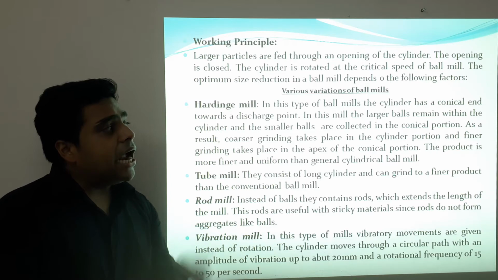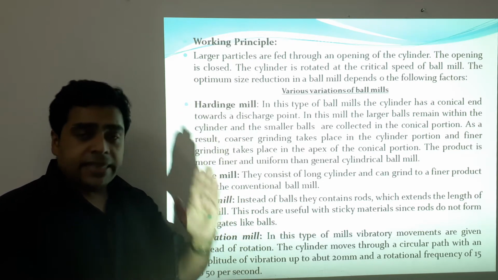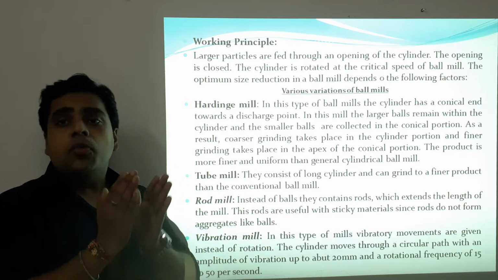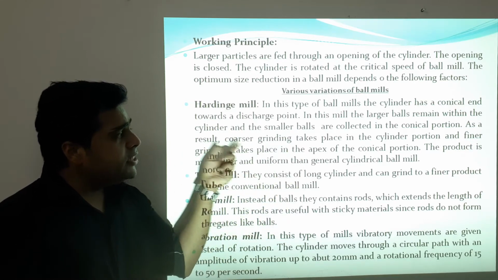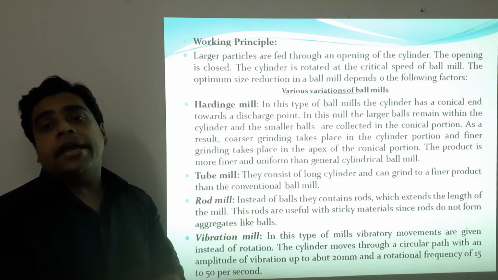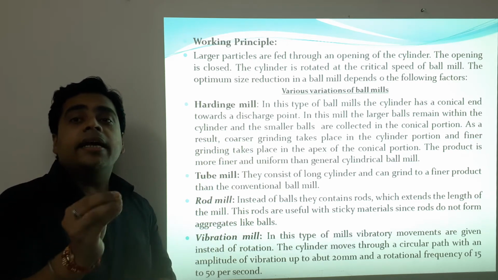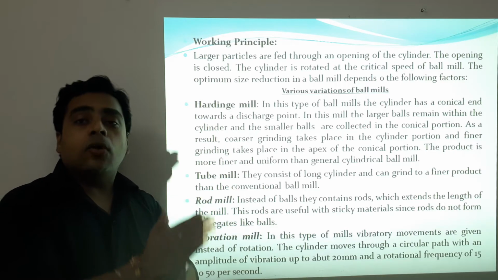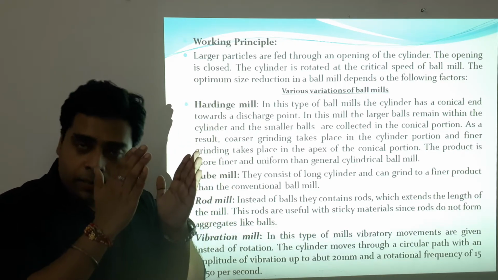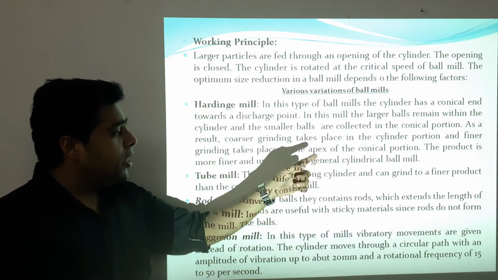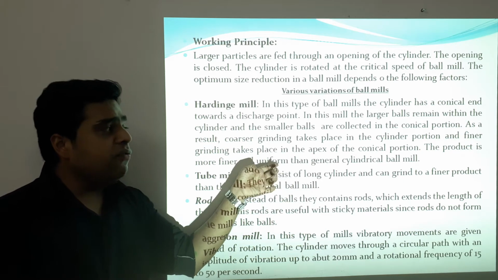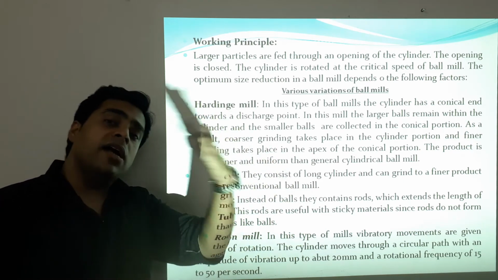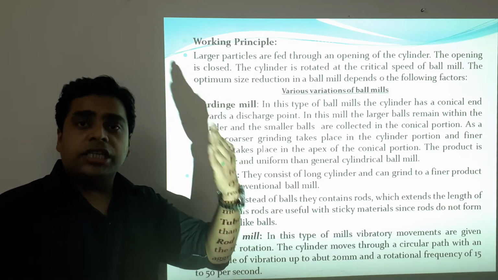In this mill, the larger balls remain within the cylinder and the smaller balls are collected in the conical portion. As a result, the coarser grinding takes place in the cylinder portion and a finer granulation takes place in the apex of the conical portion of the cylinder. The product is finer and more uniform than that of the general cylindrical ball mill. So it is one particular variation of the ball mill.